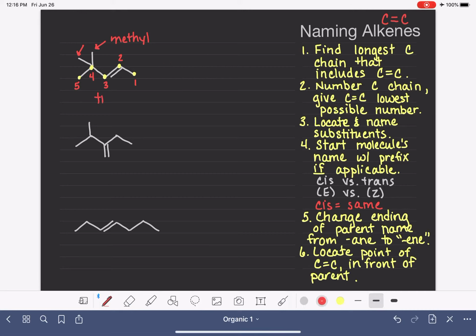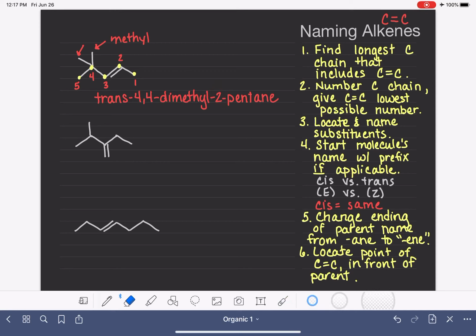We said this was a trans 4,4-dimethyl. The location of the double bond, the starting location of the double bond is carbon number 2. And then the parent name is pentene. Now, there is an option which students usually don't like to take. There's an option for step 6, and that is to embed the location of the double bond in the middle.